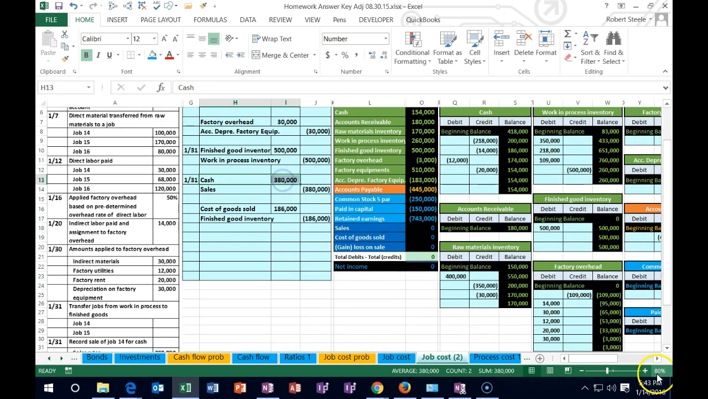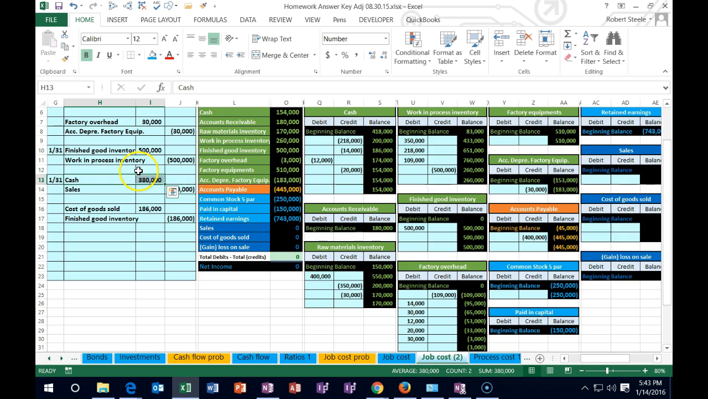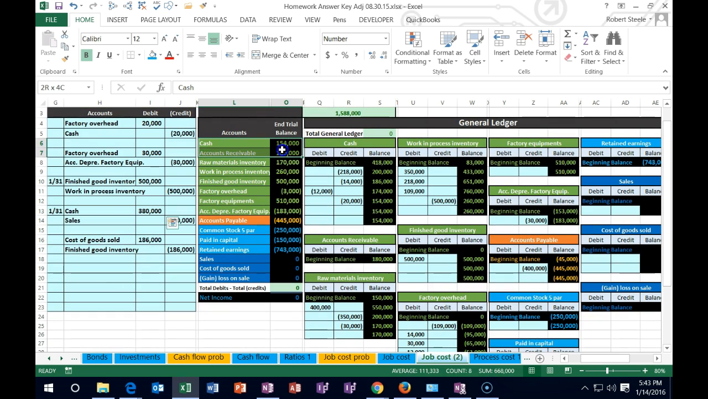We're going to post cash first. Scroll over here a bit. So here's cash. Here's cash on the trial balance. We are in the debit side, so we are in Q13. And point to the cash of the 380, bringing our balance back up to 534.